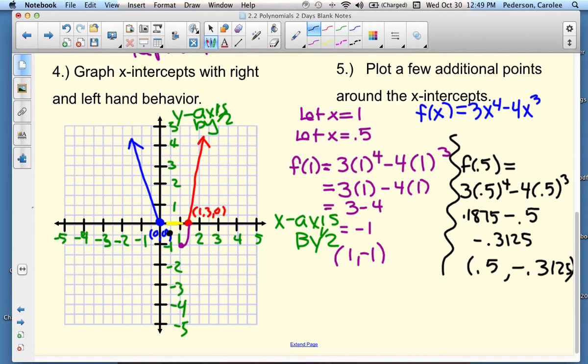And that would be this black ordered pair here. So it looks something like that. It's not a symmetric W, but that's fine.